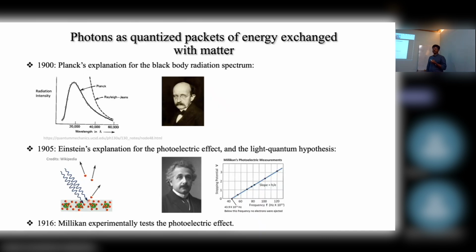I would like to begin the talk by going back 100 years, to the beginning of quantum mechanics itself. You know that there were two important experiments that led to the formulation of quantum mechanics as we know it today. One is, of course, Planck's explanation for the black body radiation spectrum.